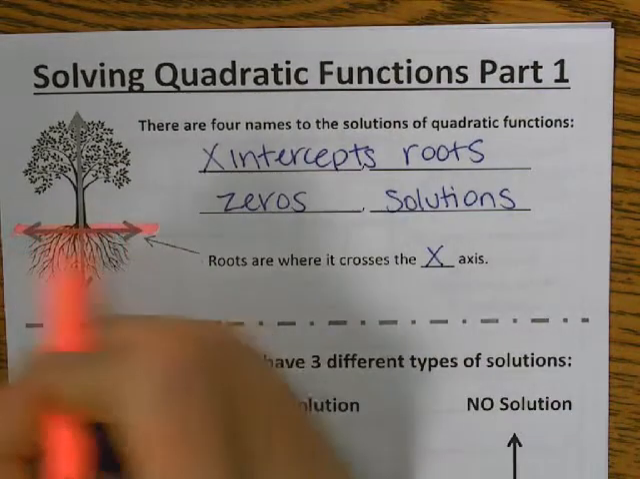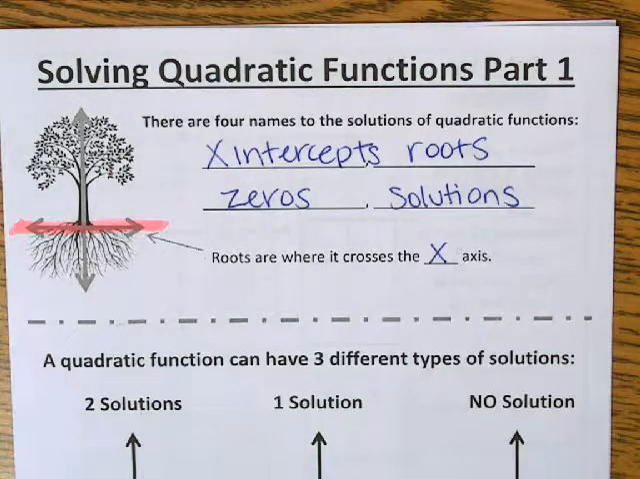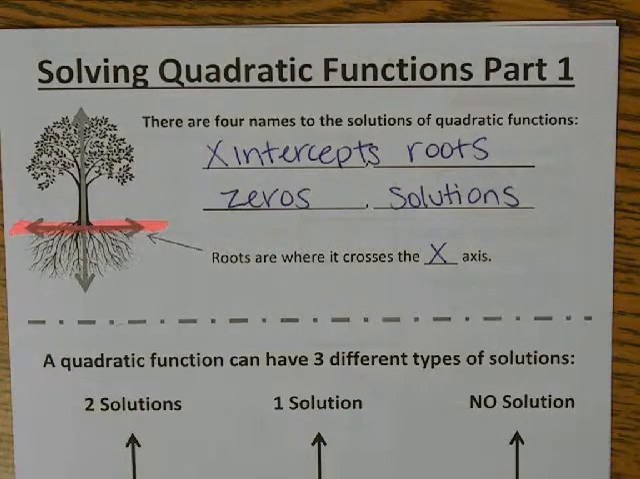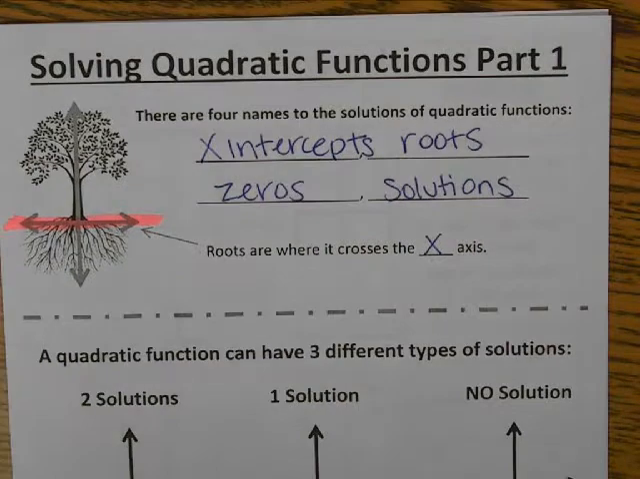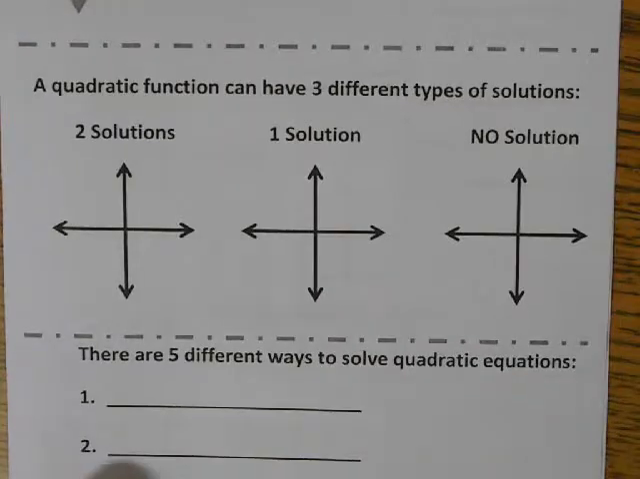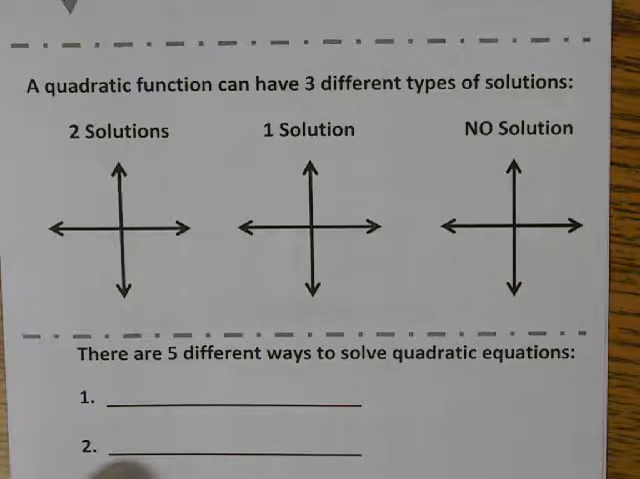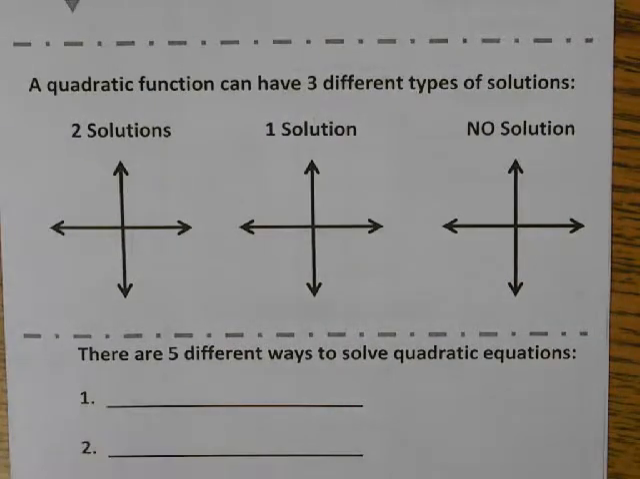Okay, so here we are. Here's our graph, and you can think of a tree. The roots start on the x-axis. So if it asks you for the roots or the solutions, they're saying, hey, where does this touch the x-axis? Okay? So a quadratic graph can have 3 different types of solutions. And we talked about this on the first day as well.